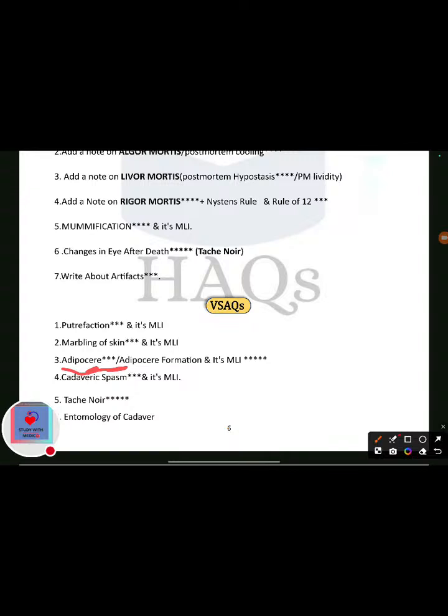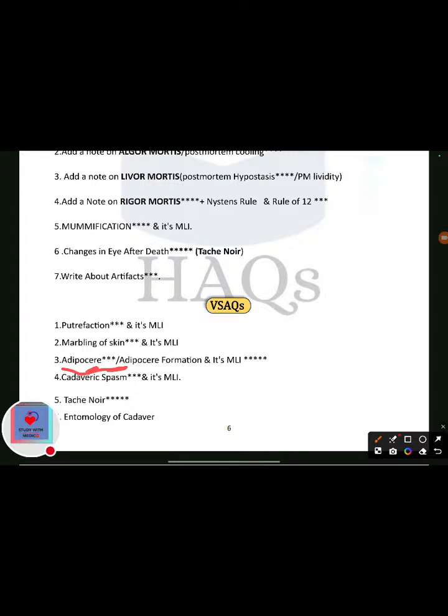Factors favoring mummification: hot and dry weather. Bodies buried in hot, dry, sandy places with hot, dry winds, deserts. Dehydration, emaciation before death. Site: exposed parts like face, upper and lower limbs get mummified first. Later, the entire body, including internal organs, gets mummified.